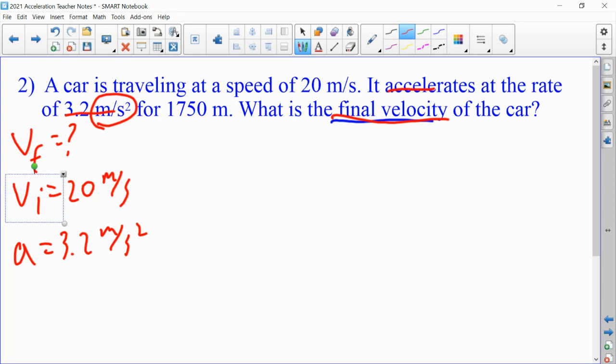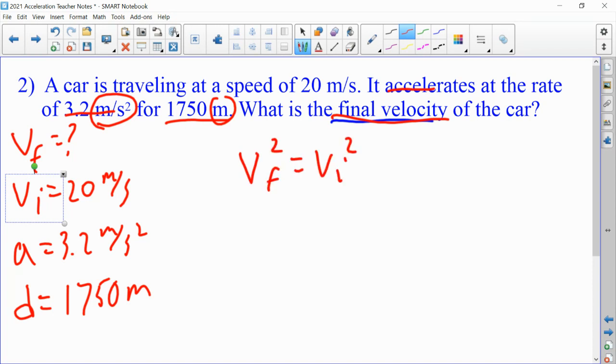Now this is for 1,750 meters. All right. Now, we don't necessarily know, when we say for this, whether this is distance or displacement, but we actually do because, well, what are the units? The units are in meters. So the distance displacement is going to be 1,750 meters. So what equation deals with VF, VI, A, and D? No time. All right, that's the third equation. VF squared equals VI squared plus 2AD.